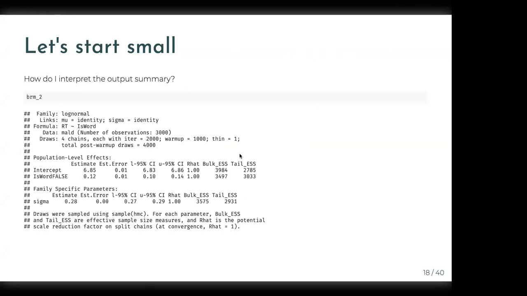That's what we've seen so far. That's really it for interpreting the output summary. You just look at the credible intervals for the different predictors. Never mind the family-specific parameters, doesn't matter for the time being. And then the last bit just literally tells you what the bulk ESS and tail ESS are, and for convergence, the R hat value has to be 1, but that's basically it.